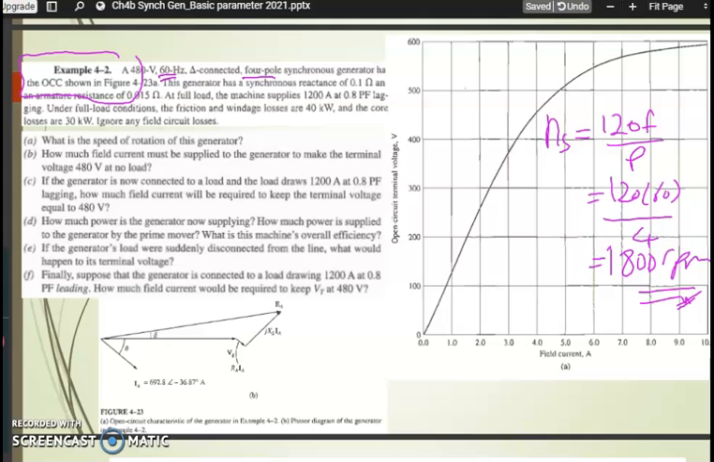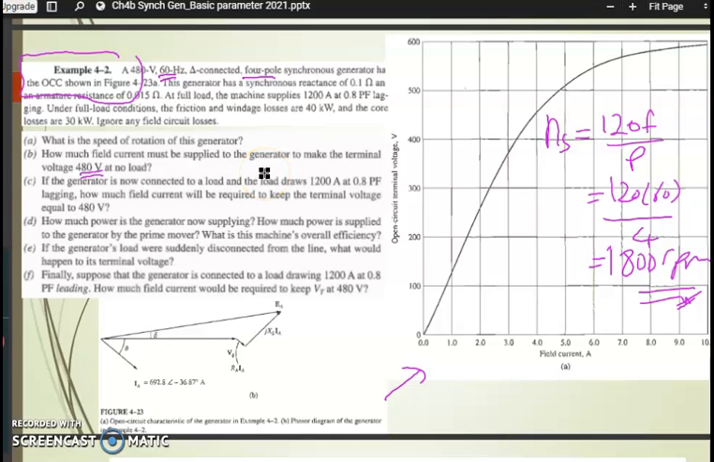How much field current must be supplied to the generator to make the terminal voltage 480 volt at no load? Actually you can directly refer to this graph, but it depends on the connection of this machine. Is it connected in Y or is it connected in delta? So by that we have to sketch the diagram and calculate from that.